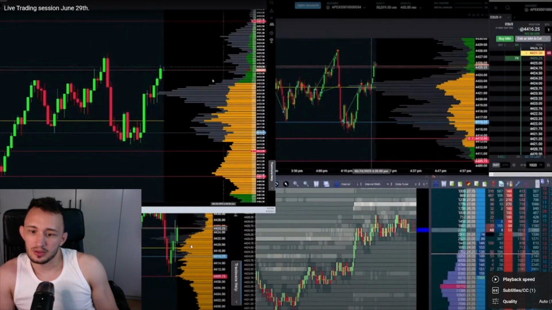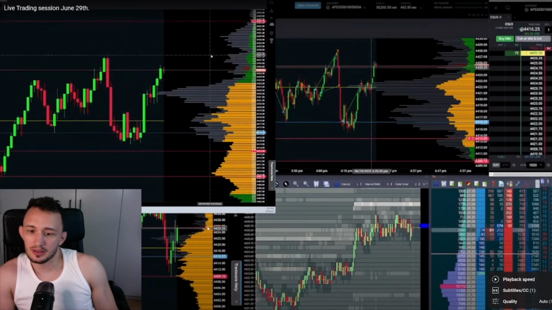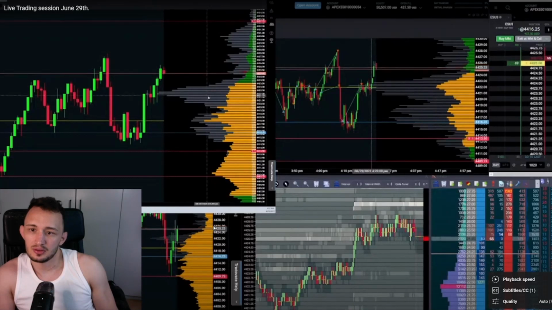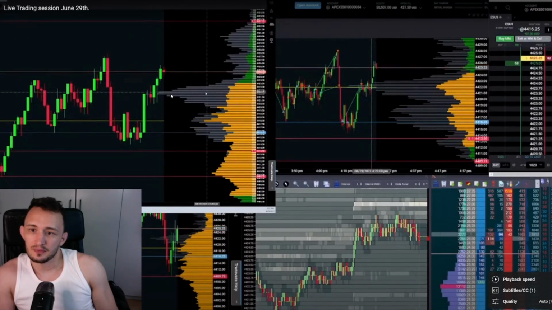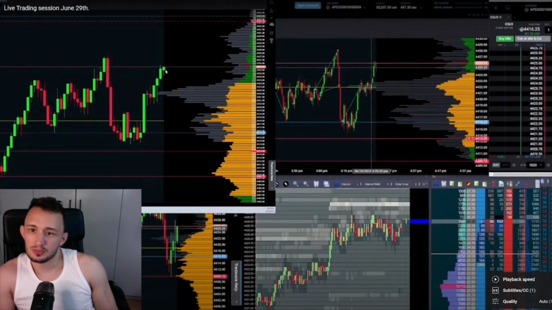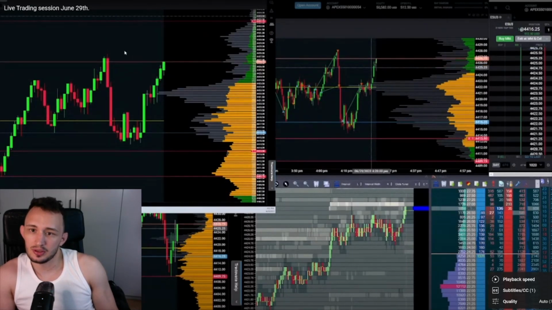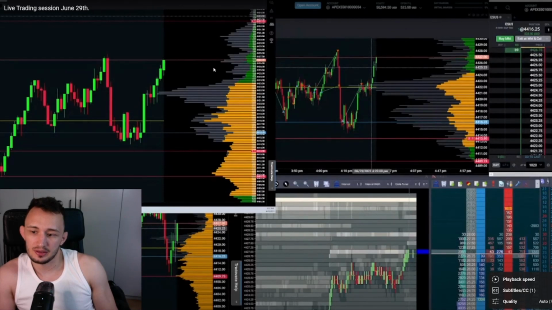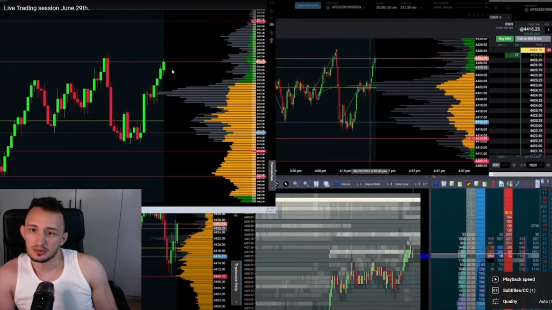If you're looking at the monthly here, we have nothing to really hold this back. We also probably have a lot of stops sitting above, so this should get at least to here pretty fast and pretty easy, which it kind of does here.